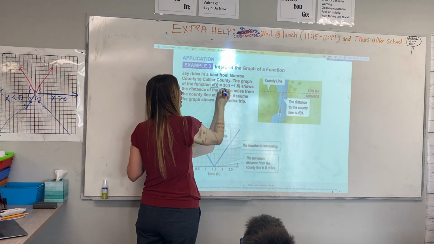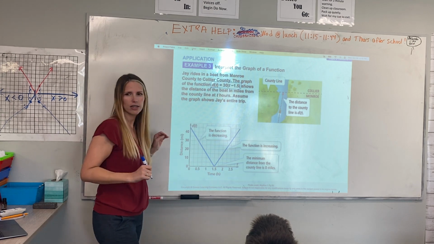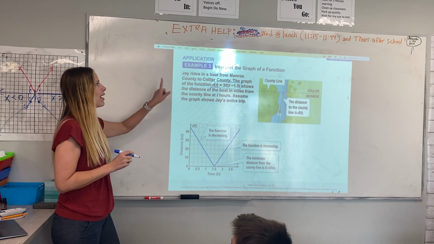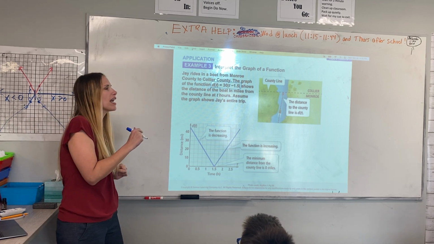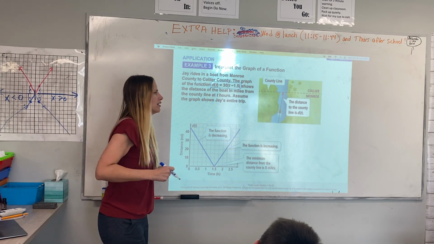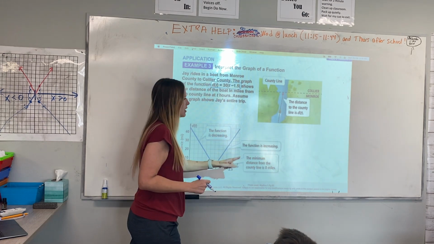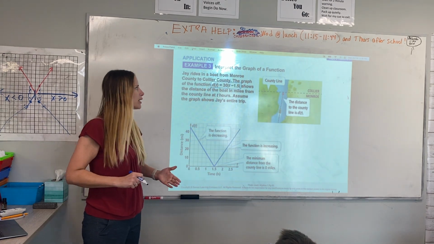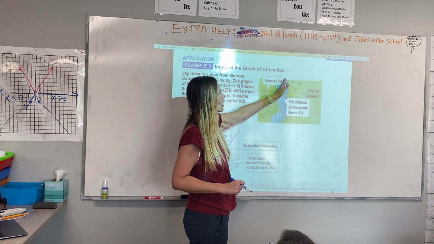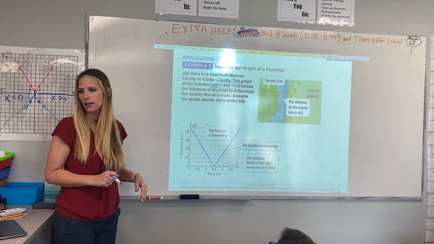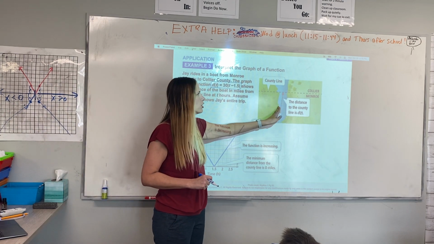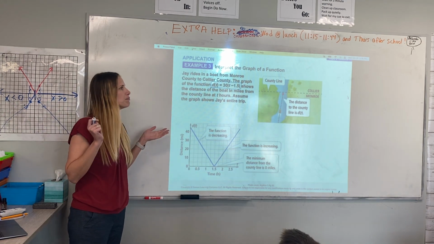This function is going to look ugly and confusing. Don't worry, you are not responsible for figuring out why it looks like that. Let's just read about Jay's boat ride. So Jay is on a boat, okay? And he is going along this river. He is going up, and he's going between 2 counties. He's going from Monroe County to Collier County on his boat.